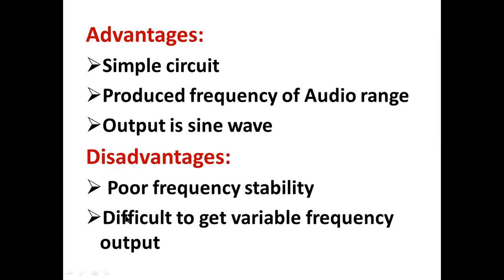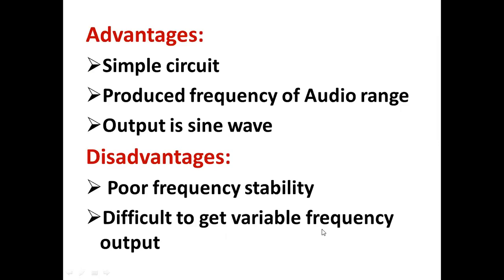The second disadvantage is that it is difficult to get variable frequency output, as the frequency of operation depends upon the values of R and C. Therefore, if we want to change the frequency of operation, then we need to change the values of R and the values of C equally.